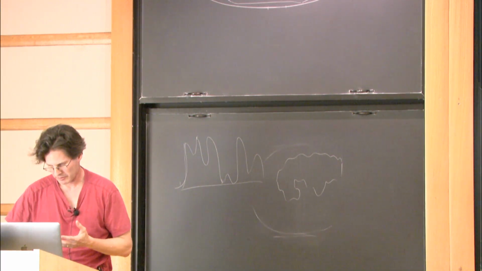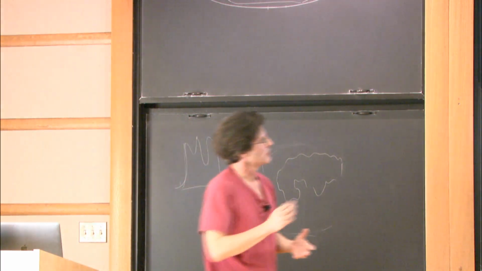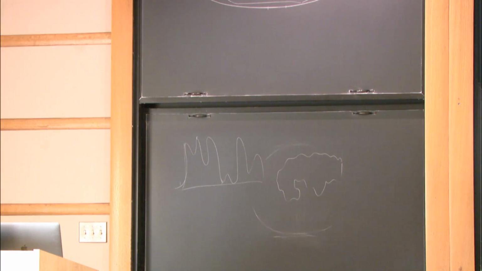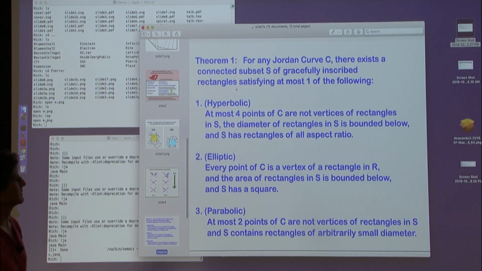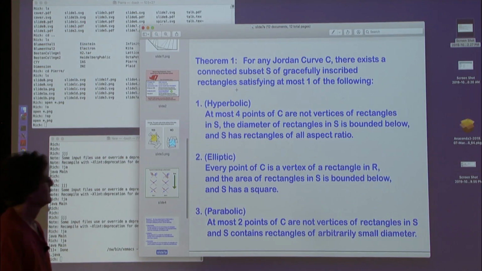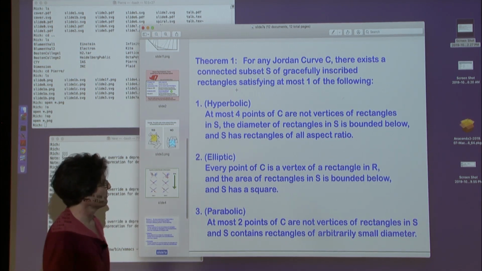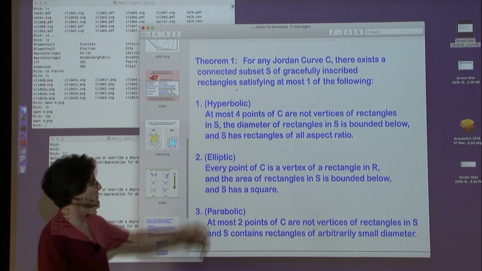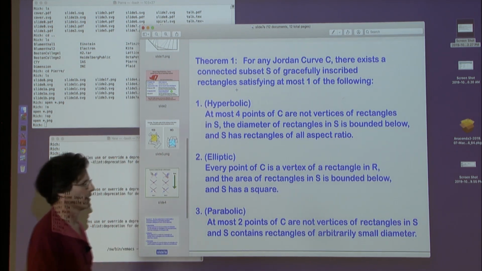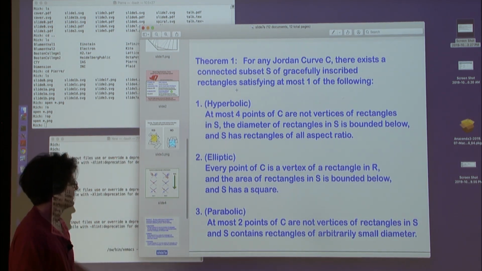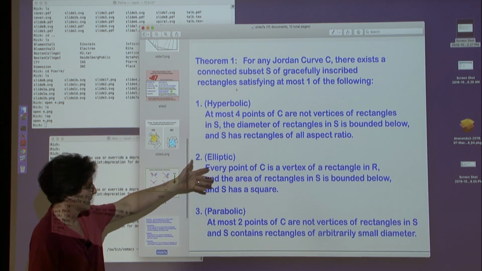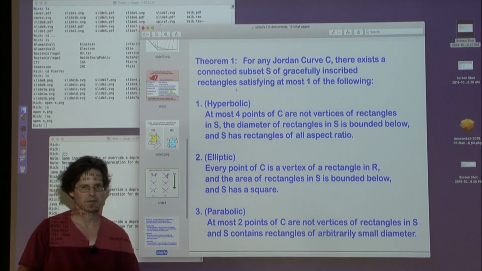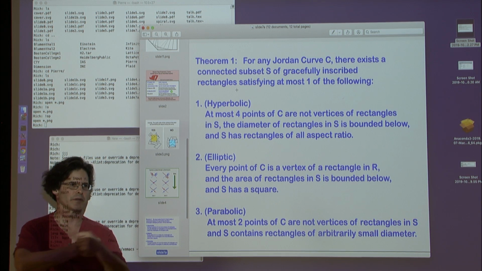Okay, so here's my first theorem. For any Jordan curve, there's a connected subset of gracefully inscribed rectangles satisfying one of the following. Firstly, one possibility is that you get every aspect ratio, and at most 4 points are omitted. This is great. This is the square peg conjecture and more. The second says that every point is the vertex of a rectangle. This is the case where the thing just rotates around.